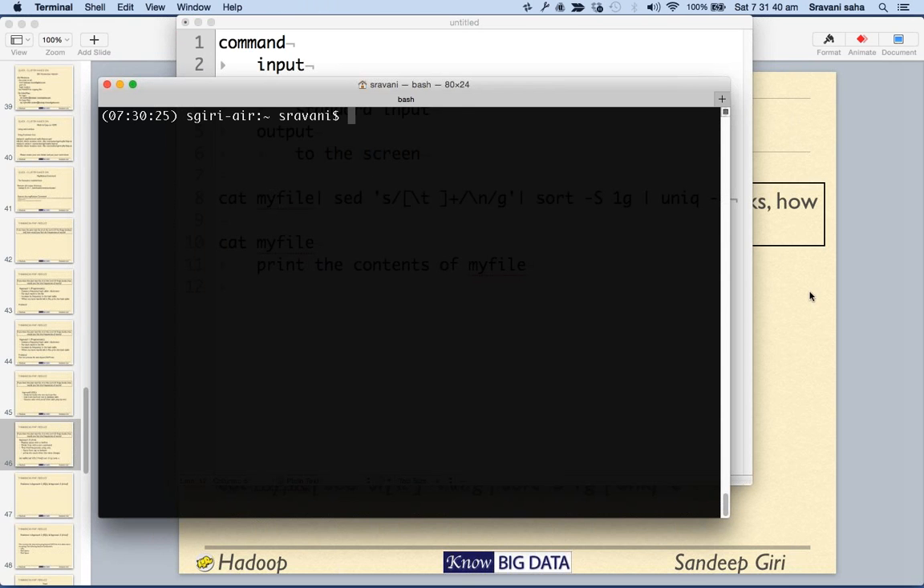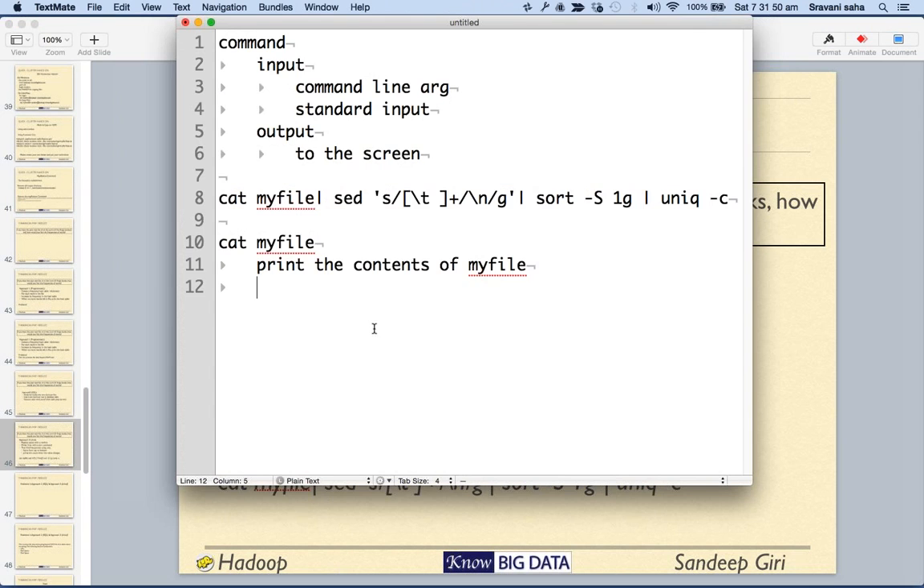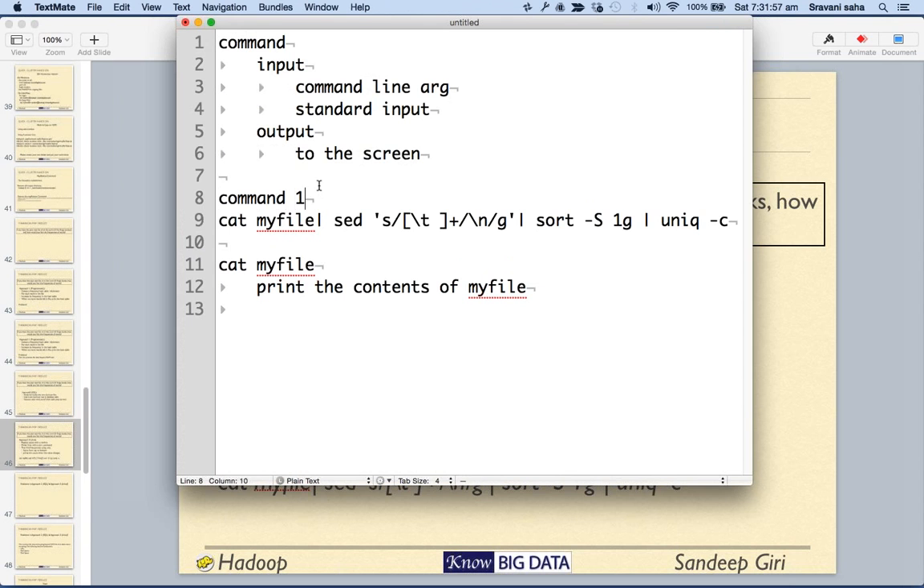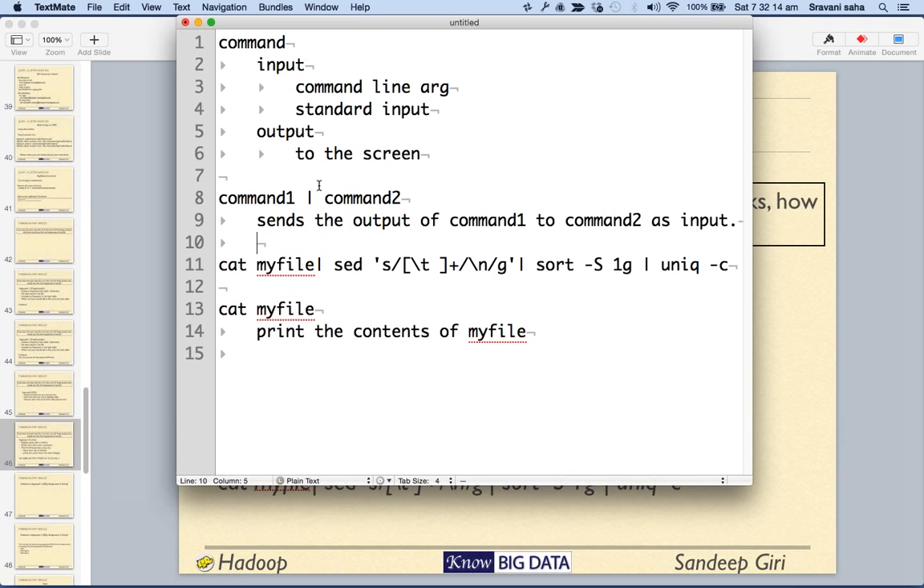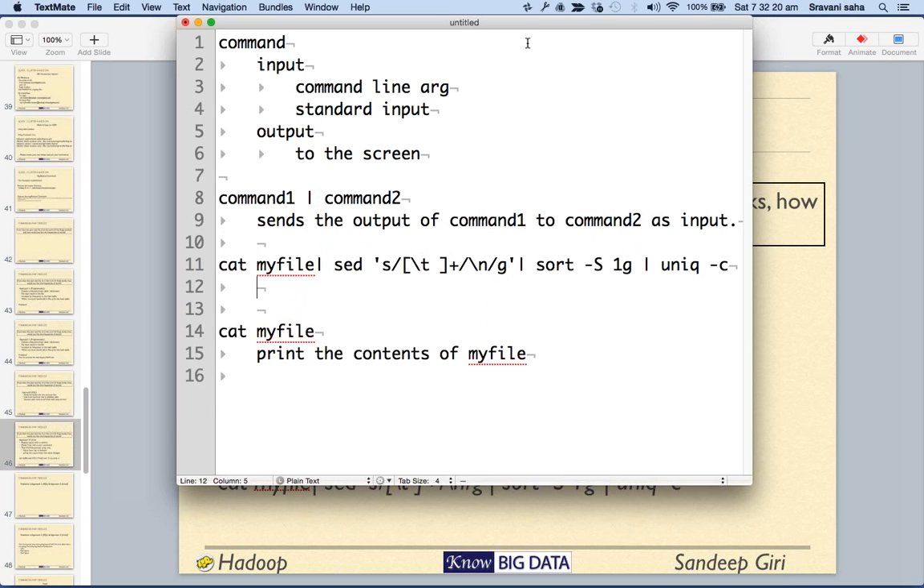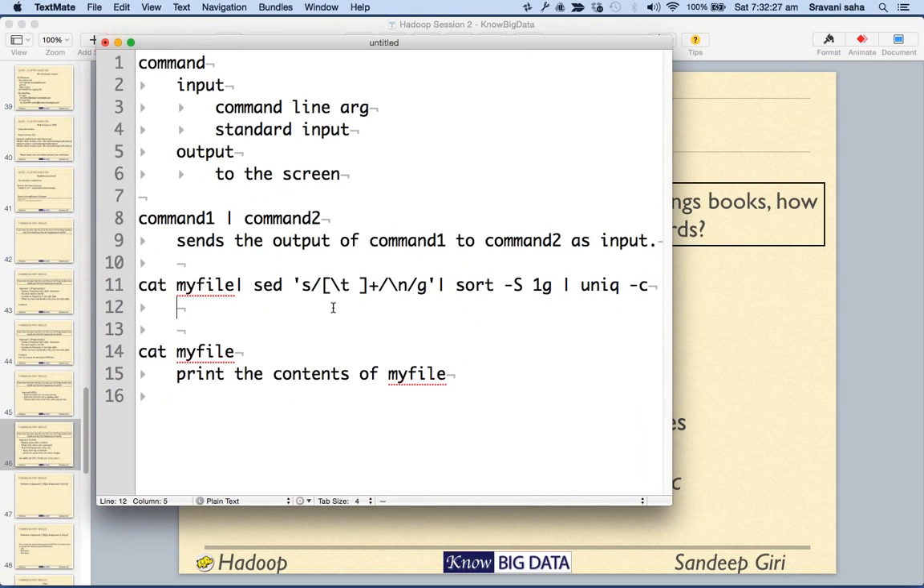So till now, is everybody with me with respect to the chaining of the commands, the pipelining? To chain the commands, we said command one, then pipe, and then command two. Basically, it sends the output of command one to command two as input. So the output of command one becomes input to command two. Now you will see the magic that you can do a lot of cool stuff by combining these commands together.